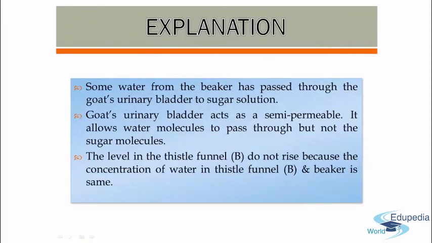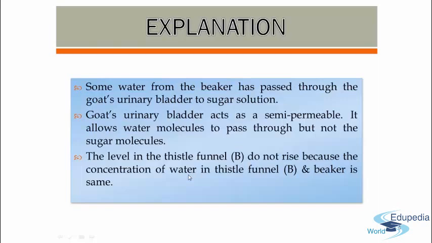And what is the explanation behind it? The explanation is that some water from the beaker has passed through the goat's urinary bladder to the sugar solution. The goat's urinary bladder acts as a semi-permeable membrane. It allows water molecules to pass through but not the sugar molecules. Water molecules move from the beaker to the thistle funnel via the goat's urinary bladder, the semi-permeable membrane that we have taken. But the movement of the sugar molecules to the beaker containing water is not possible.